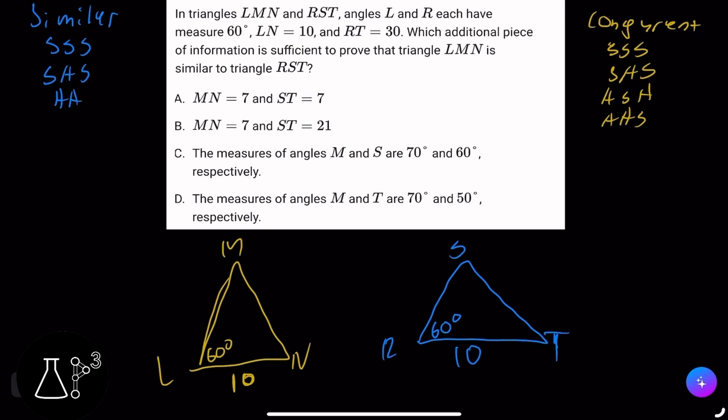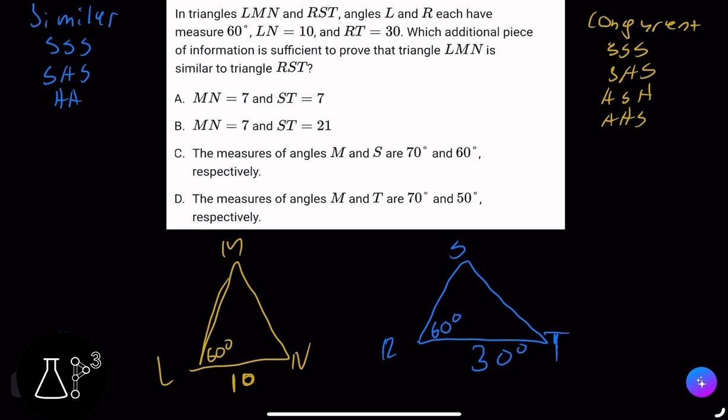So in the triangles LMN and RST, angles L and R each have 60. LN equals 10, RT equals 30. Which additional piece of information is sufficient to prove that LMN is similar to RST? So we're using the similar rules, SSS, SAS, and AA. We're only given one angle so far, and only one side length so far. So let's see which piece of information can make the statement true.